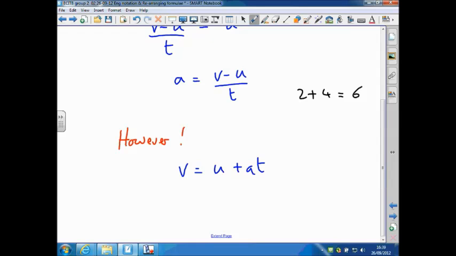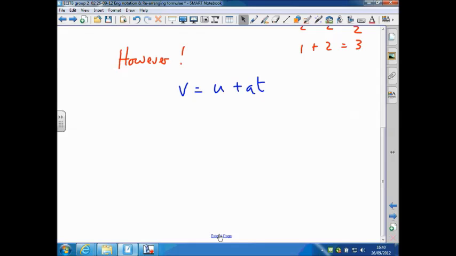If I want to divide both sides by 2, note that I've got to divide every term by 2 for it to work. Look, 2 divided by 2 is 1, 4 divided by 2 is 2, 6 divided by 2 is 3. It still is a balanced equation. So if I want to divide both sides by t, I've got to go v divided by t equals u divided by t plus a, because the t's cancel there. at divided by t is just a.